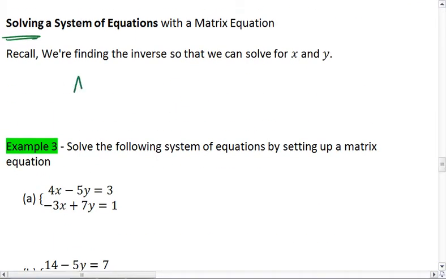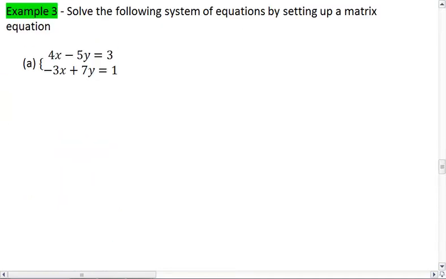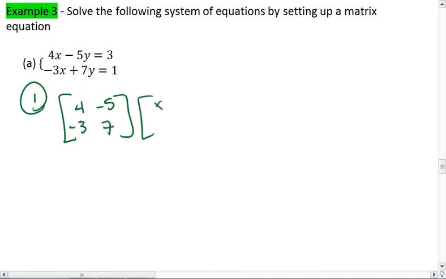So in general, we'll have a matrix A times x, y equals our solution matrix B. To solve for x and y, we find the inverse of A, and then we multiply that inverse by B. That tells us our values for x and y. Let's look at some examples here. In example A, the first thing I want to do is set up my matrix equation. I get my matrix of coefficients, my matrix of variables, and then my solution matrix.